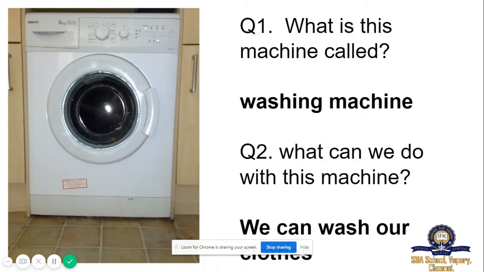Plus, no energy is needed from us, but the machine needs current. That is its only energy. We just put in all the clothes, turn on the tap and drop in some washing powder. Our job is finished. The rest is all the machine's job. The machine does all the work on our behalf, isn't it? Without machines, life is impossible.